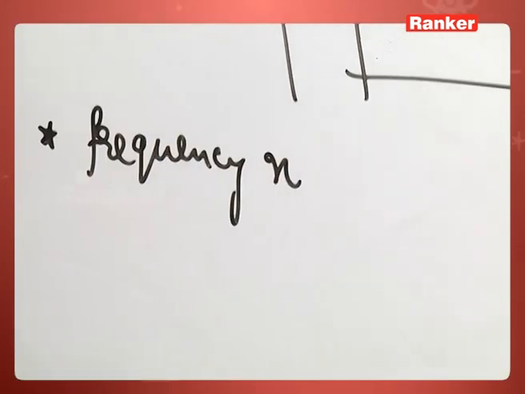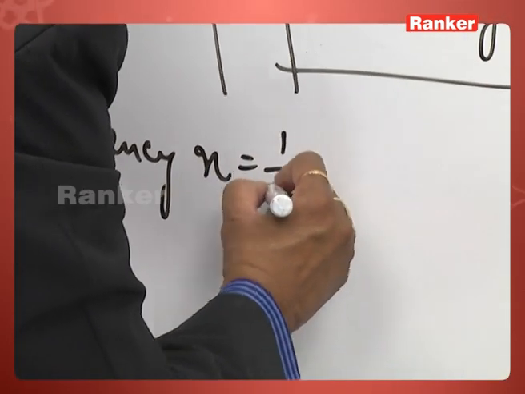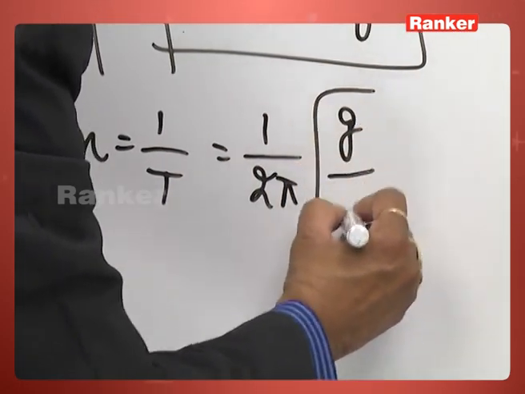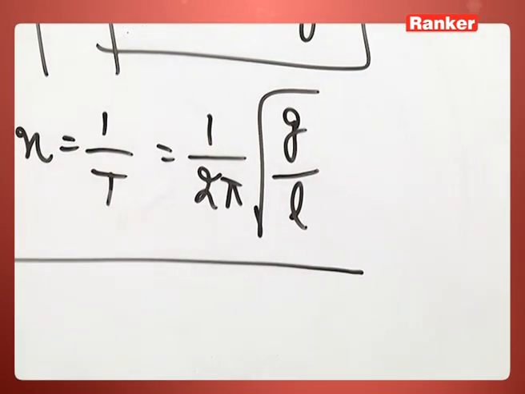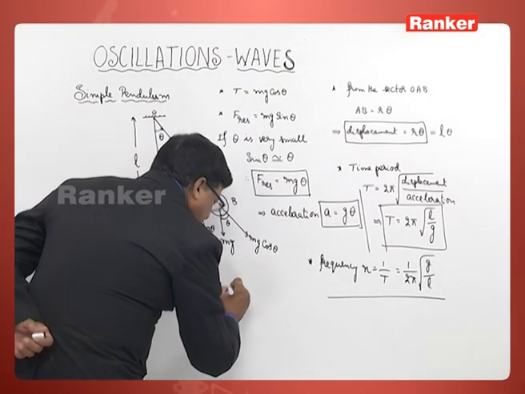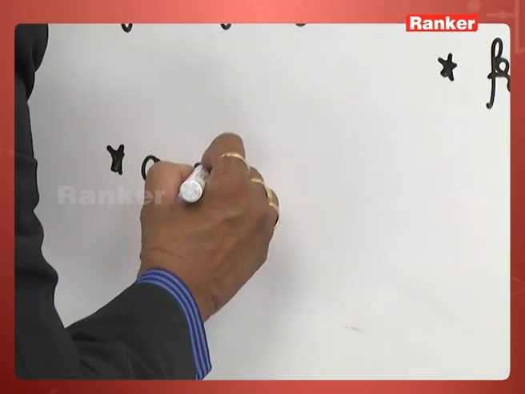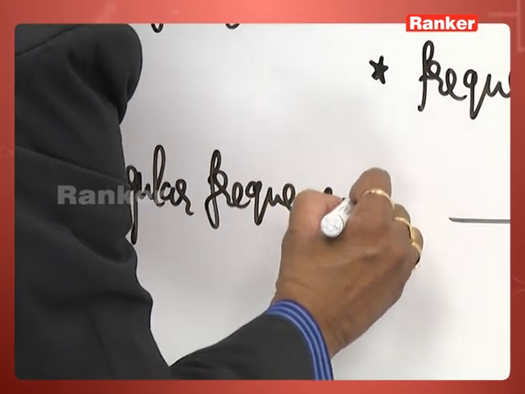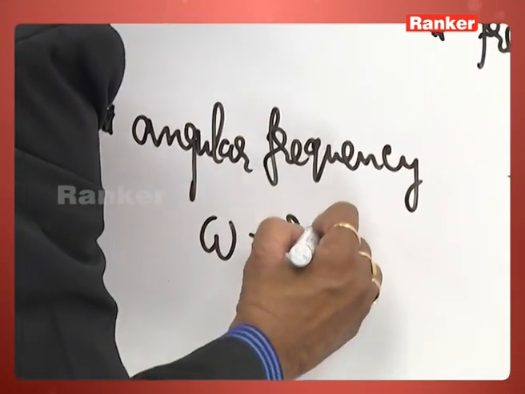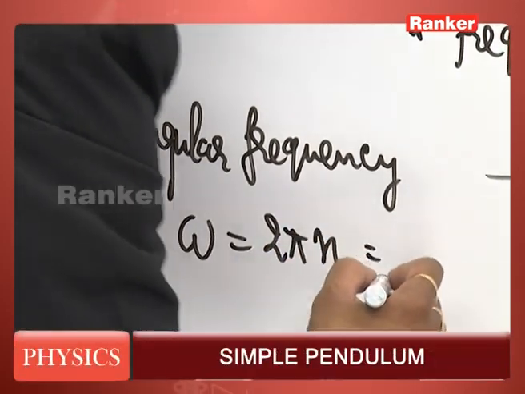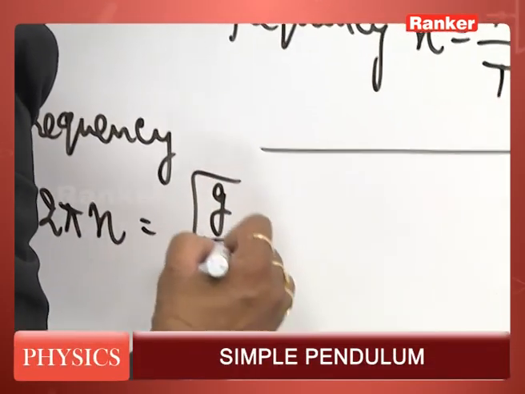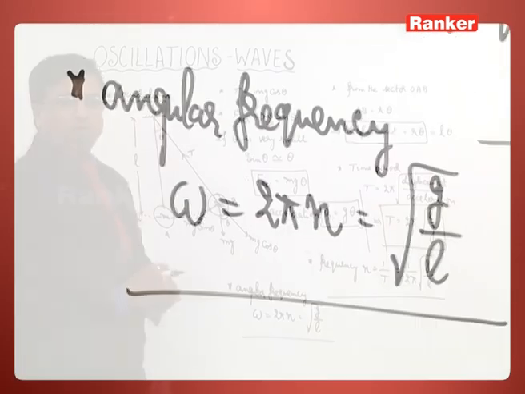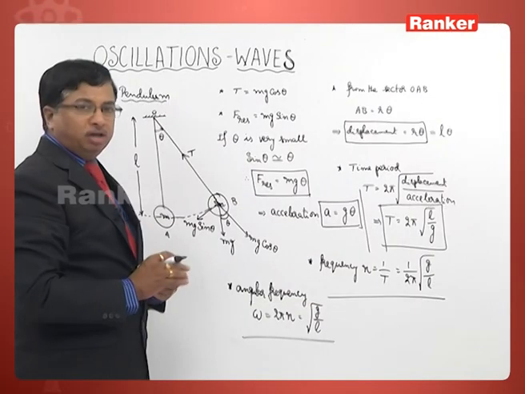Frequency of an oscillating pendulum is 1 over time period, which can be taken as 1 by 2 pi under root g by L. This is another equation we need to remember. Coming to the last one, what would be its angular frequency? Angular frequency is nothing other than omega, which can be taken as 2 pi n, which can now be written as under root g by L. So, these are the major equations one needs to remember as far as a simple pendulum is concerned.